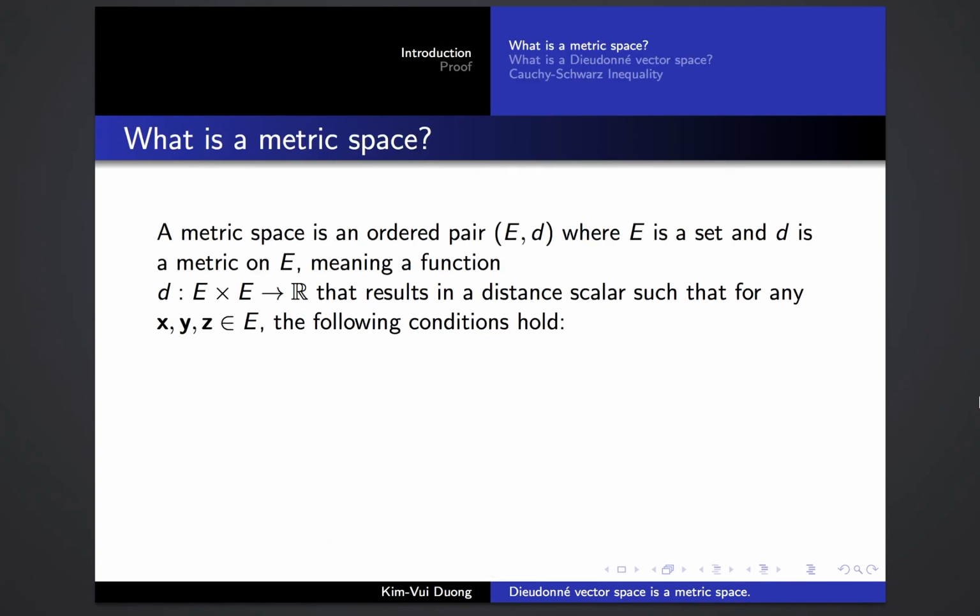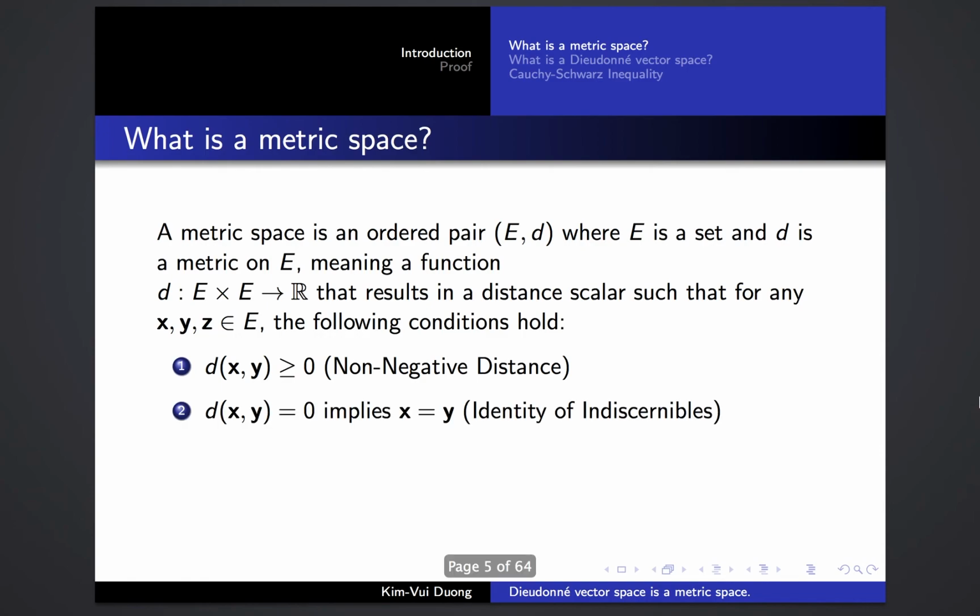So what is a metric space? Well, a metric space is actually an ordered pair between a set and a distance metric on the set. So the distance is the Cartesian product between the set to the real numbers that results in a distance scalar, such that for any elements in the set, the following conditions hold. You've got non-negative distance, and that if the distance is equal to 0, this implies that x is actually equal to y.